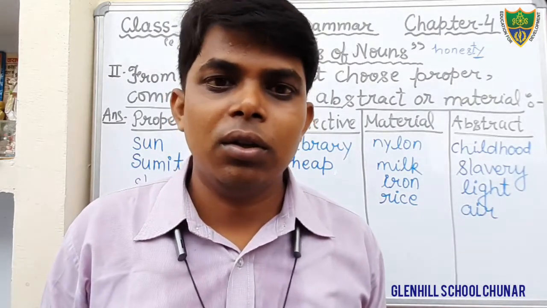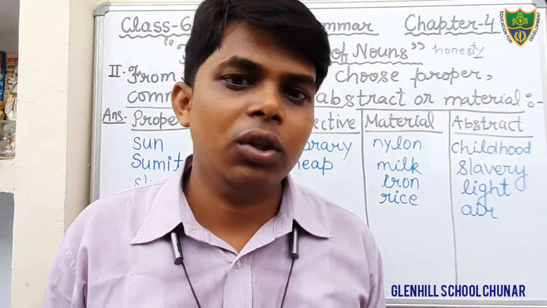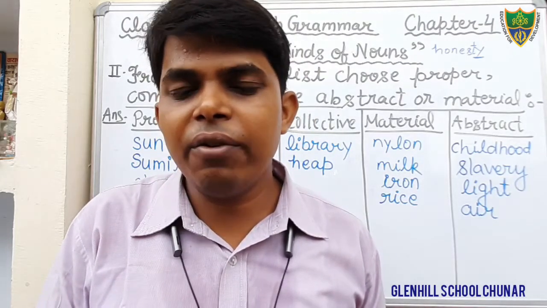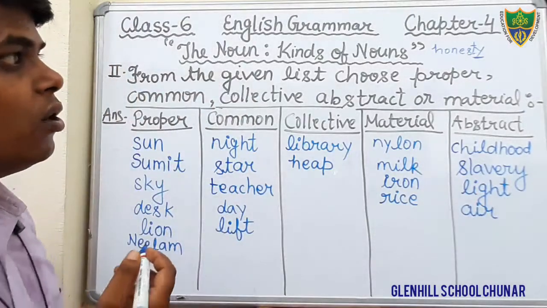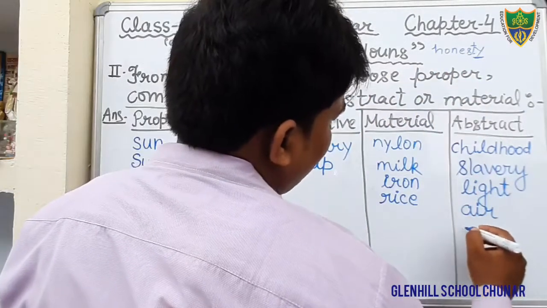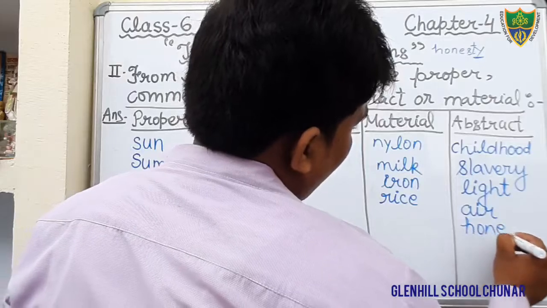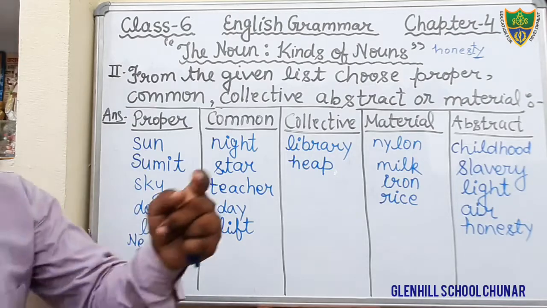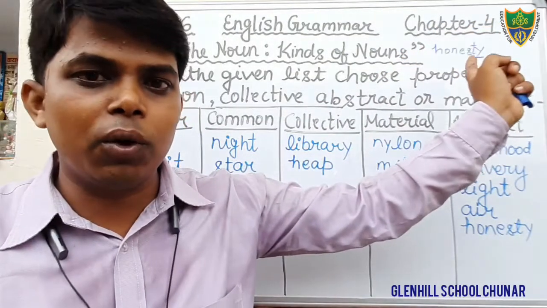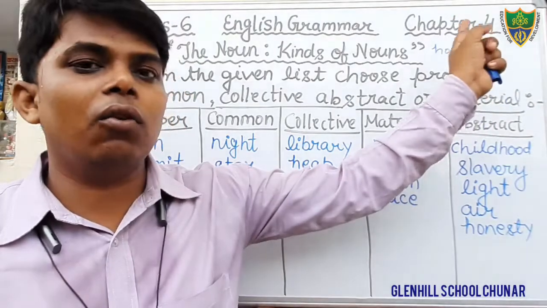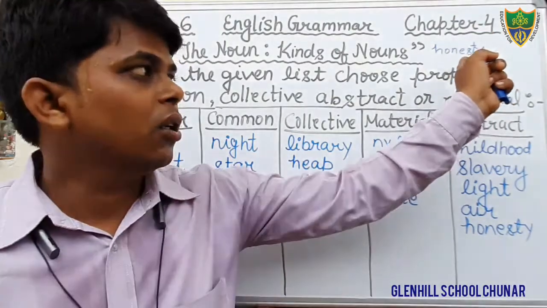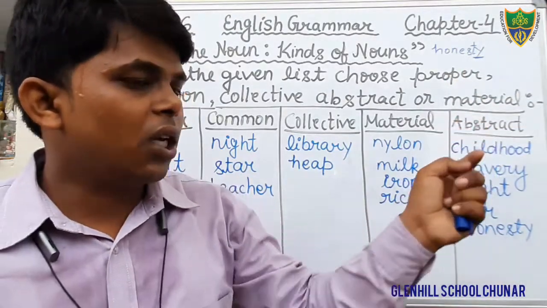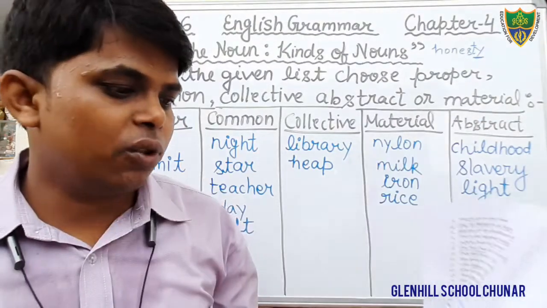What kind of noun? Can we touch honesty? No. Can we see honesty? No. We can only think of, we can only realize, we can only feel. So that is what kind of noun? Honesty is abstract noun. H-O-N-E-S-T. Okay, students. So just write down the word honesty. First of all, make that word honest as written in your book. You will add the letter Y in that, so it would become honesty. And honesty is what kind of noun? That is abstract noun. Okay, come to the next question.